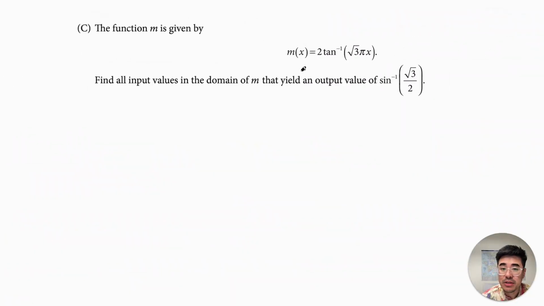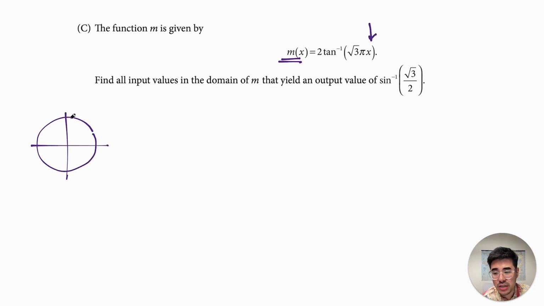So part C gives you this function m and says find all input values in the domain of m that yield an output value of sine inverse of root 3 over 2. So this is the input right there, and then this is going to be your output. So what the heck is sine inverse of root 3 over 2? Remember that your sine inverse function is only restricted to positive pi over 2 to negative pi over 2. Where is sine root 3 over 2? Sine is root 3 over 2 up here, right? That's your y value on your unit circle. And in radians, that's going to be pi over 3. So then that's my output value.